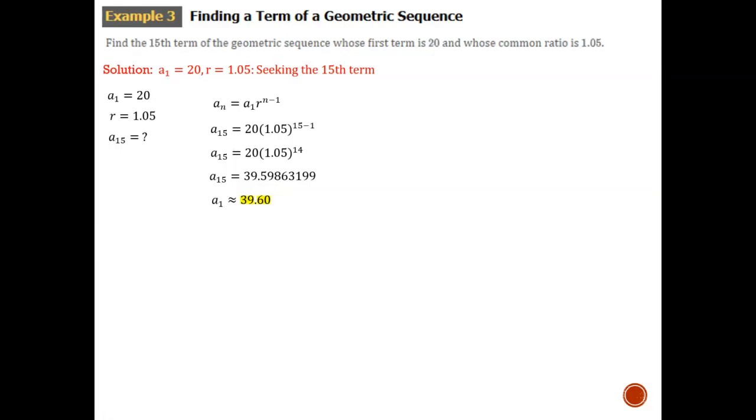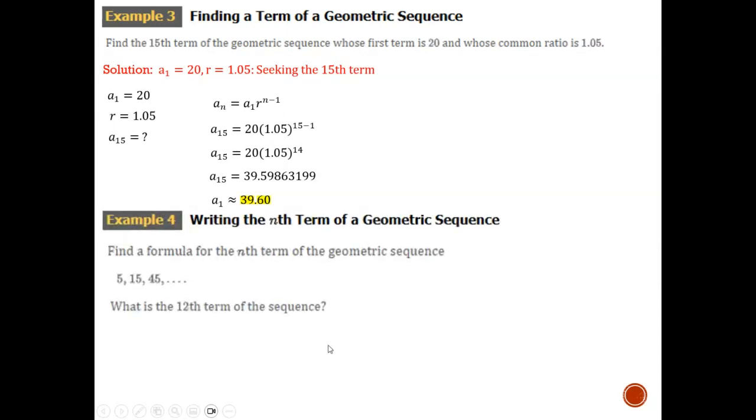Okay, so that's how we use the information for a geometric sequence, and we use the formula to do that one, right? Okay, here's another one. We're going to find the formula for the nth term of the geometric sequence, and then also find the 12th term.